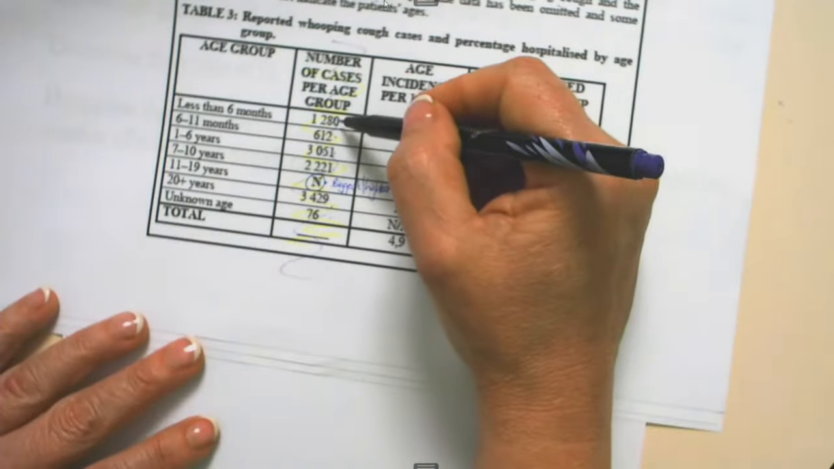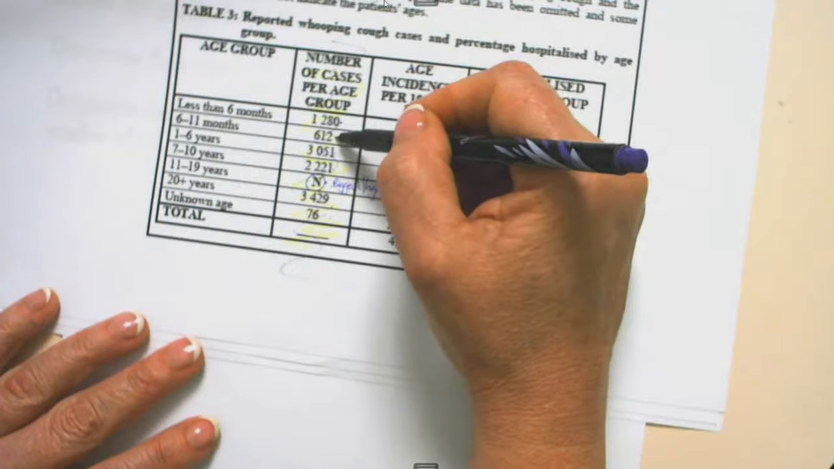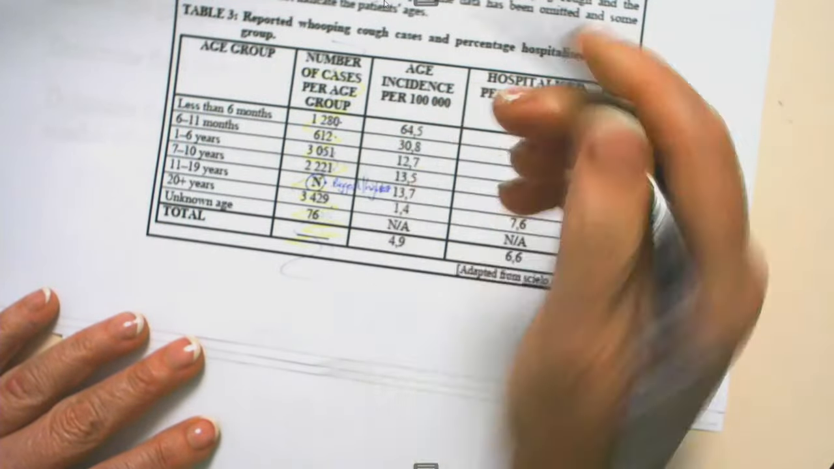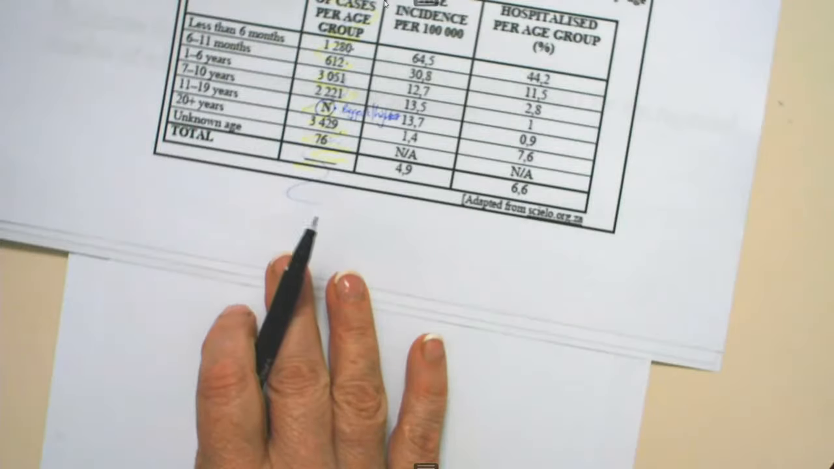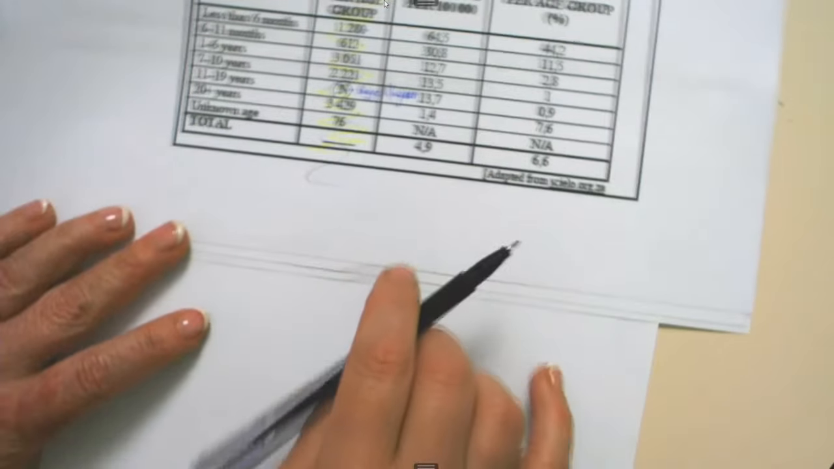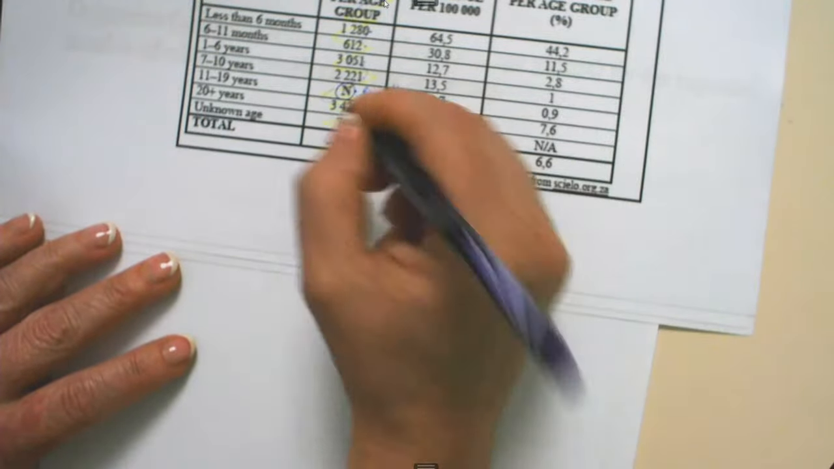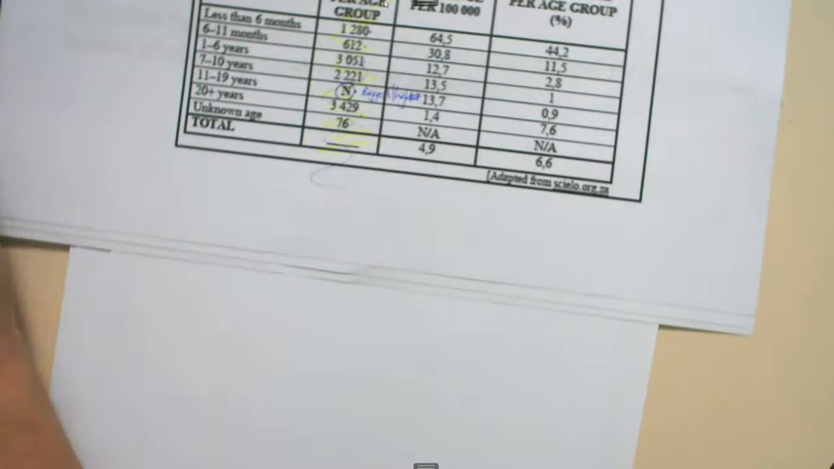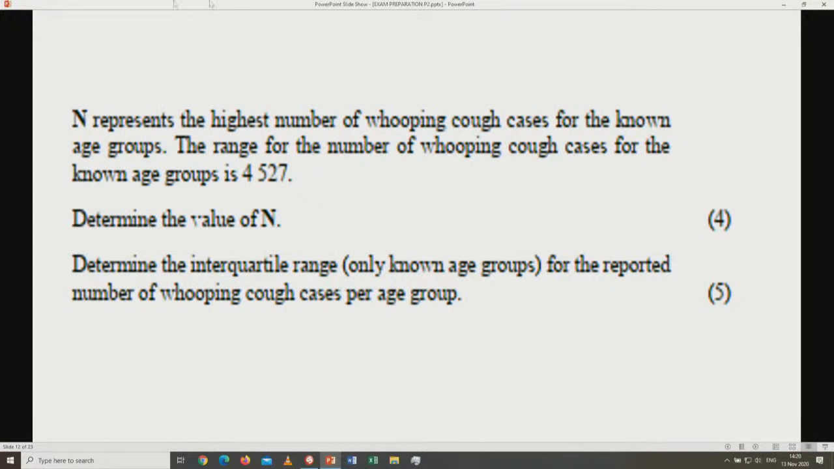And I'm going to find it in this table. What is the lowest value in this table? Go through all of them. The lowest value is 76. Or is it, okay, no, wait. There was a catch in this question. Before we use 76, let me just go back to this one here. There is a catch. Because here they say, N represents the number of working cases for the known age groups. For the known age groups.